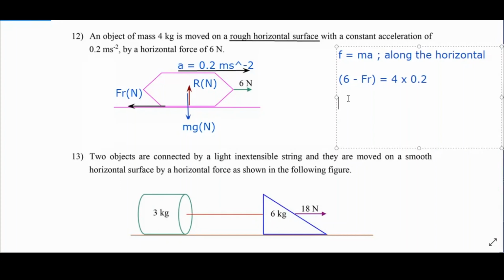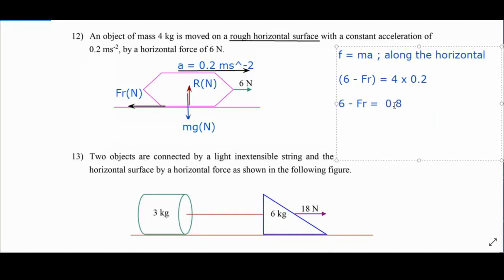It's so simple, right? So I'm not going to do anything to 6. Actually, we can't do anything to 6. And we cannot do anything to Fr equals 4 into 0.2. 4 times 2 is 8, but there should be a decimal place. So it is 0.8.